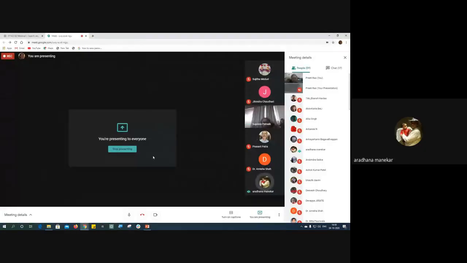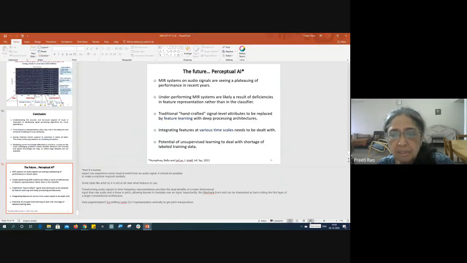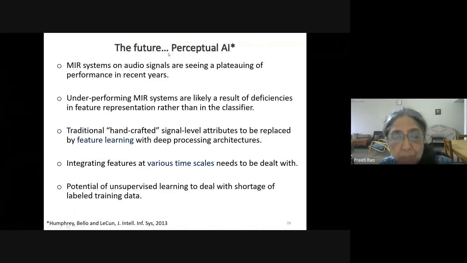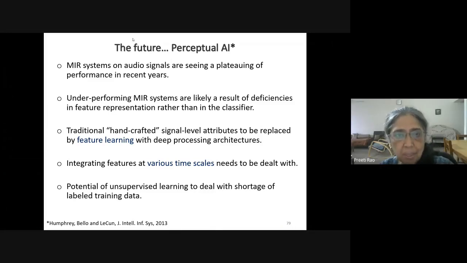Ma'am, the points shown in the last PPT, are they the future research areas? Actually, they are not. They are comments on where it is heading. The area itself is perceptual AI, that's what we might call bringing human perception into artificial intelligence. These are the different points around bringing more perception into this. Why are we doing it? Because we are seeing that performances are not improving very rapidly.